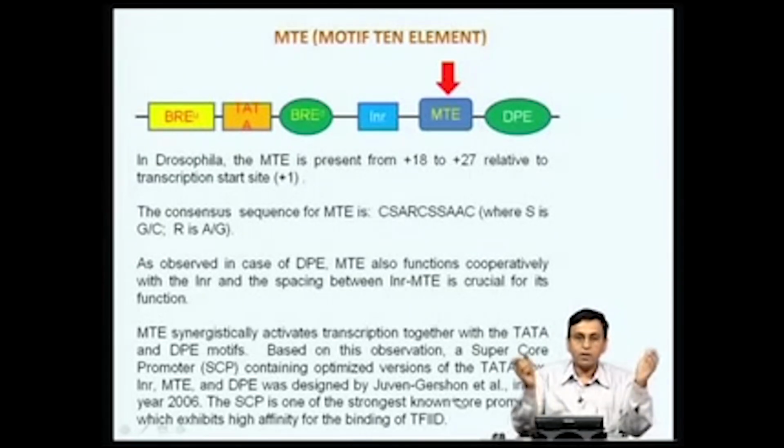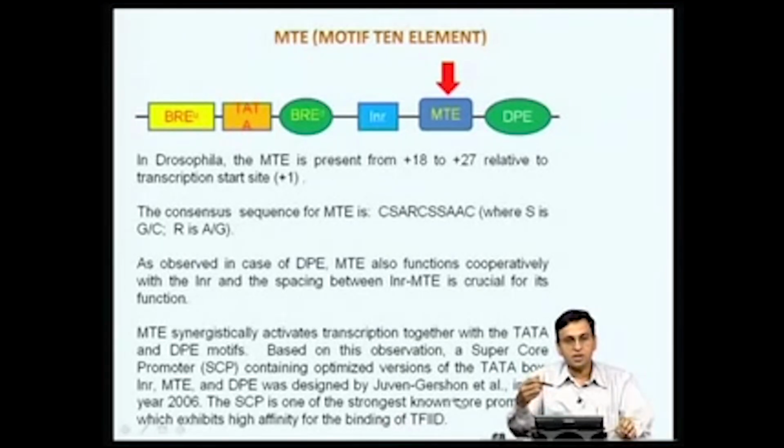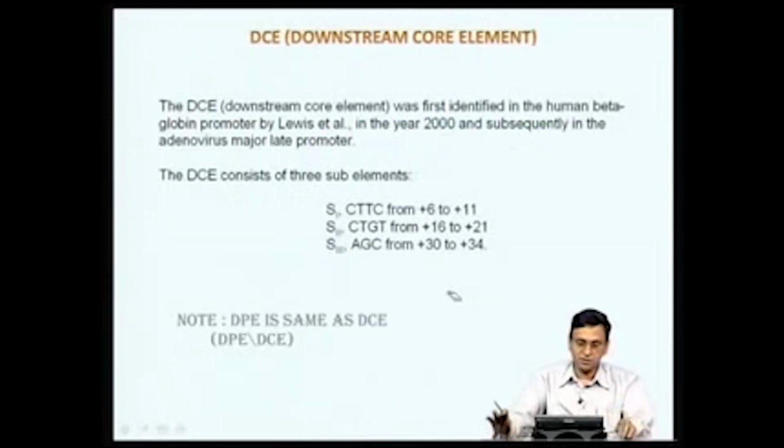So, by understanding how these core promoter elements function, and how they interact with each other, it is possible to discover or construct novel promoter sequences to which TFIID can bind very efficiently, and such promoters can be used for recombinant protein production in many expression systems. So, you can already see some applications that came out of the identification of these core promoter elements. There have been benefits arising out of some of this basic research.